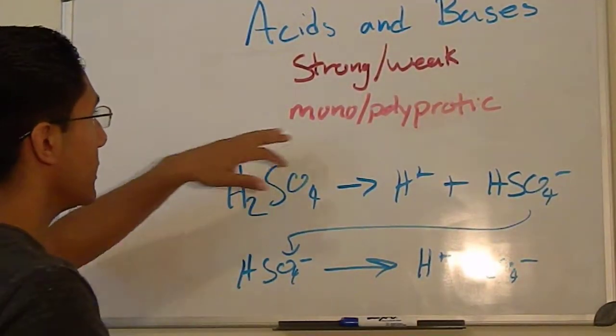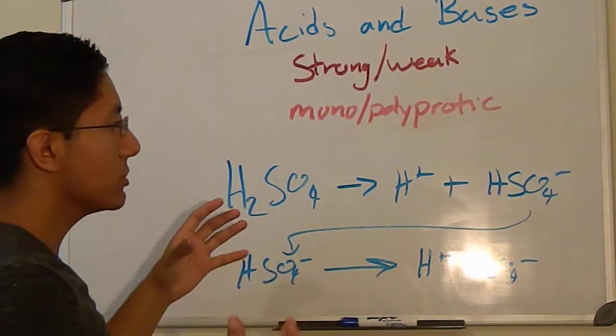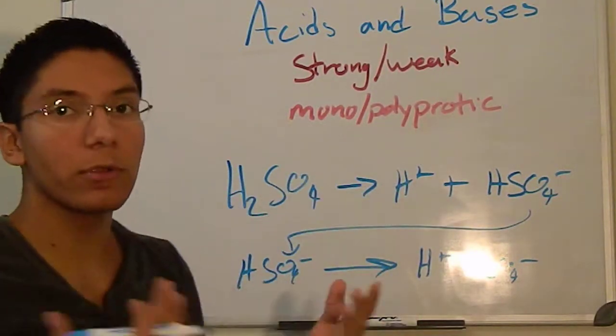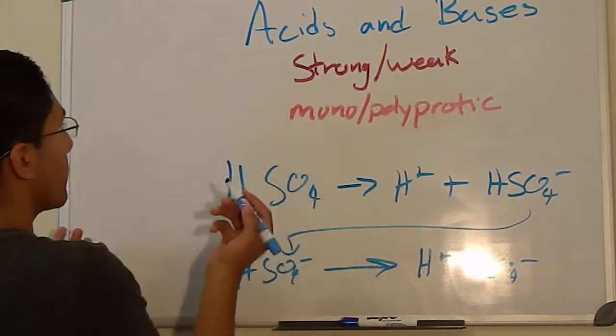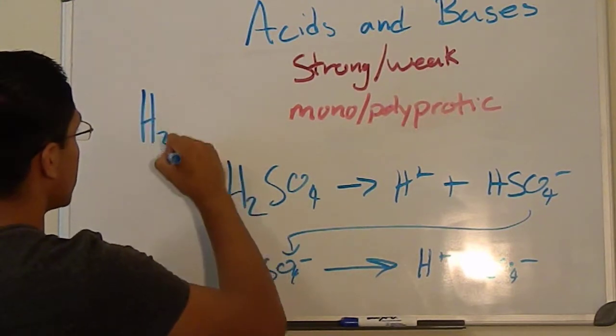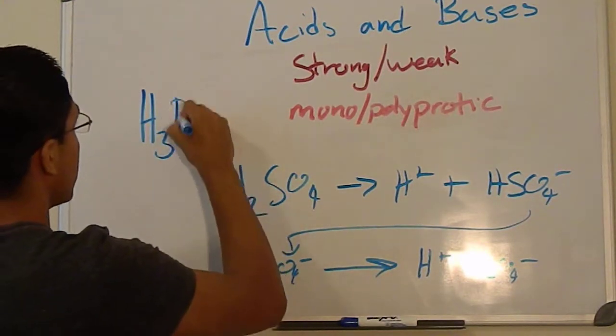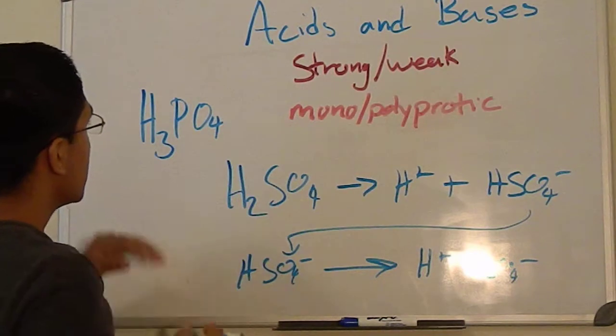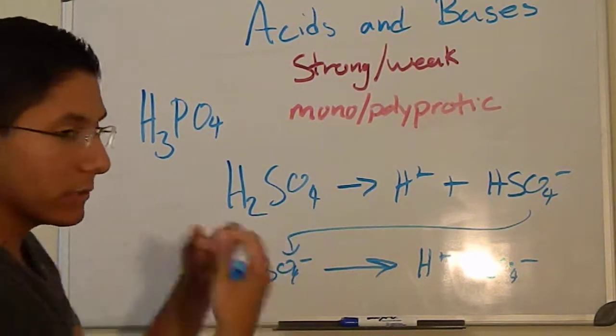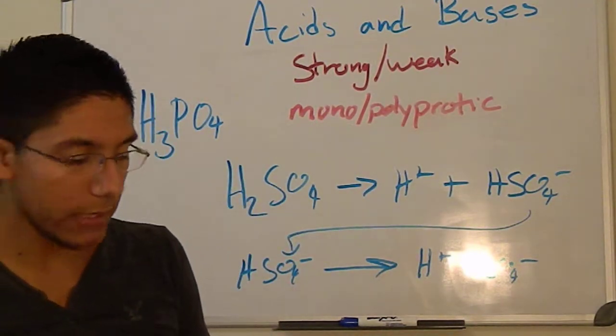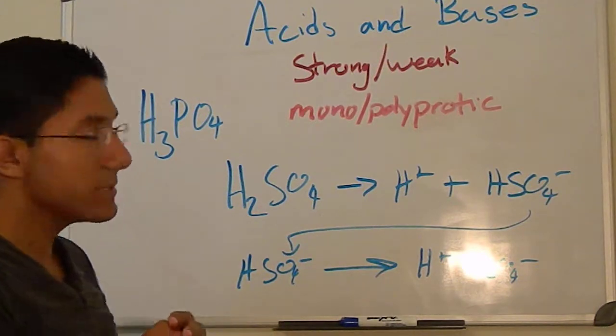Now all this is saying, monoprotic has one hydrogen to give away. Polyprotic has more than one. Poly means more than one, and you're thinking about three. Well, I'll give you one. H3PO4 has three, and it can actually give three away. And that's basically it for acids and bases.